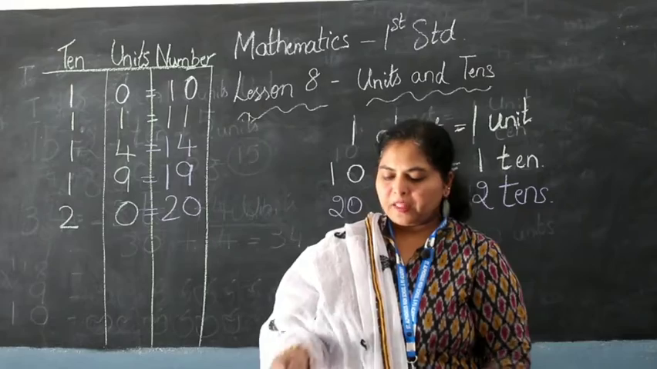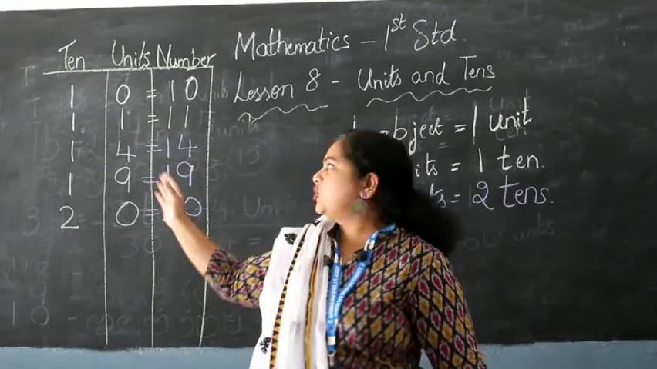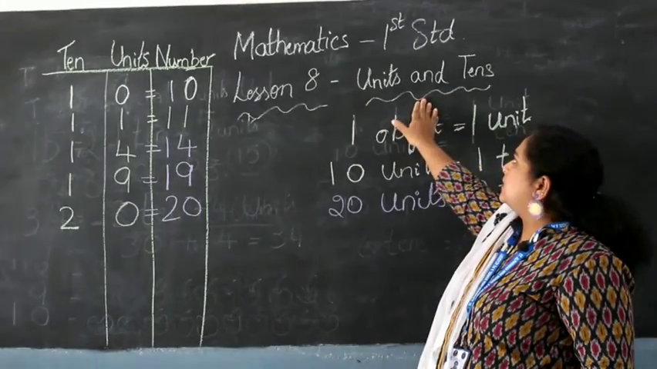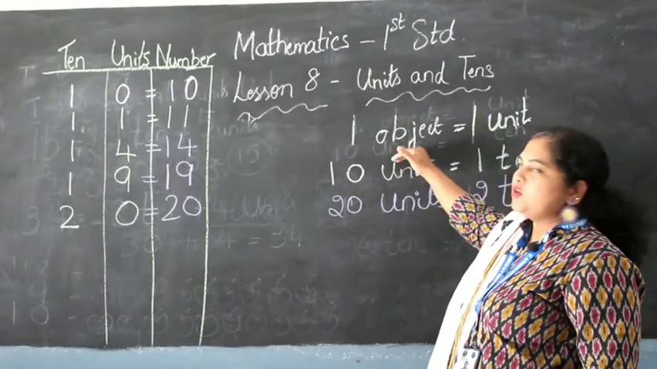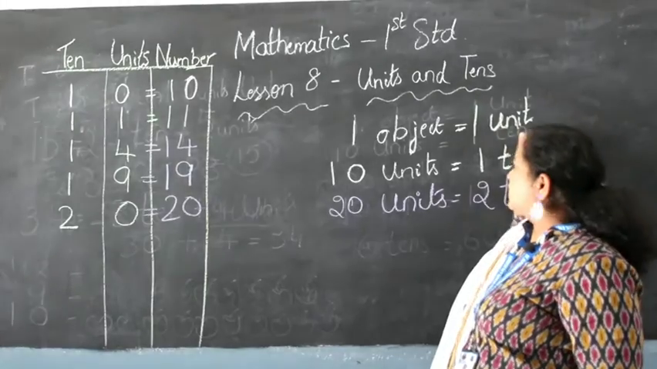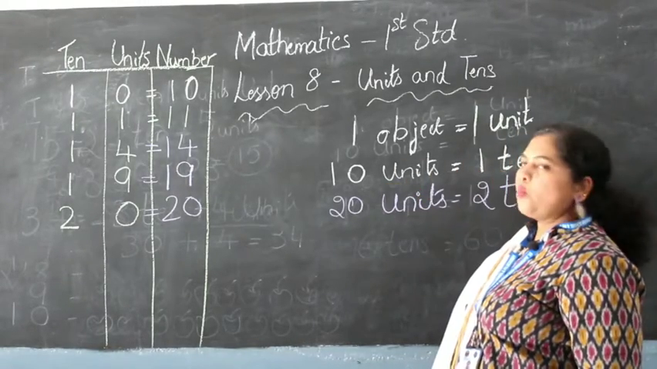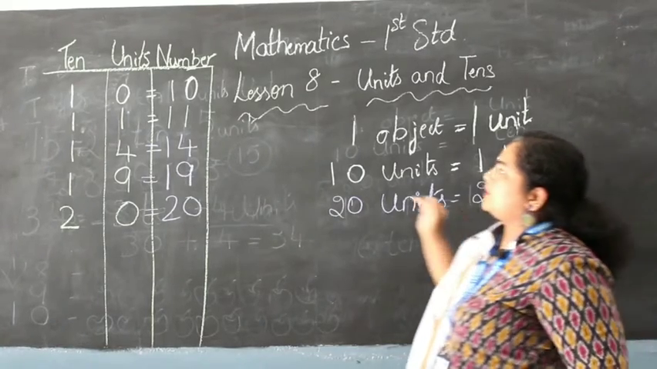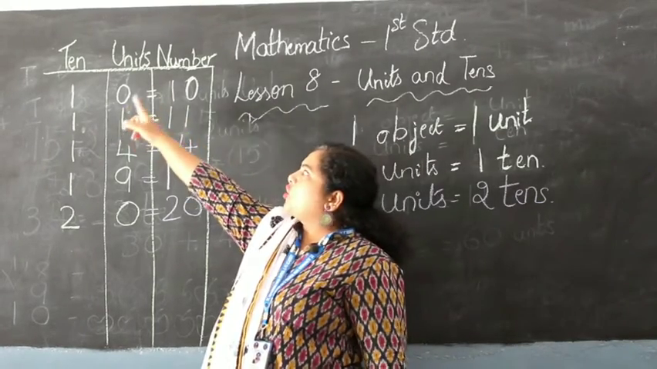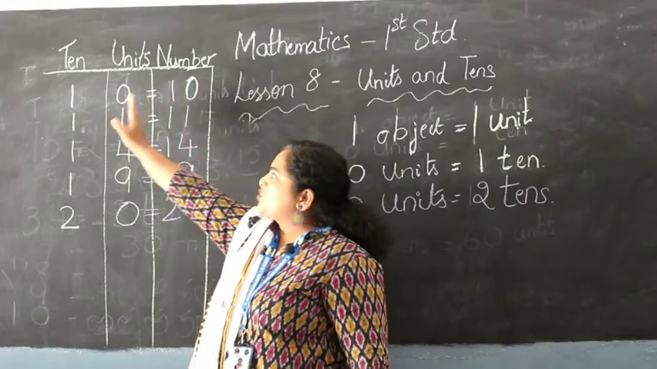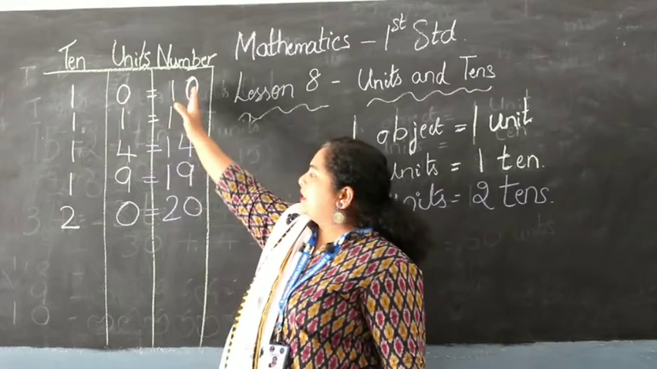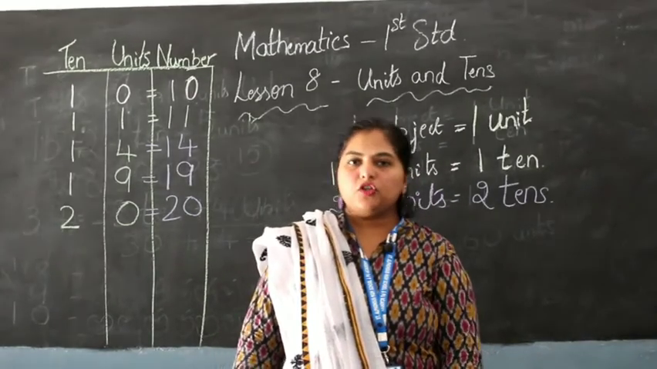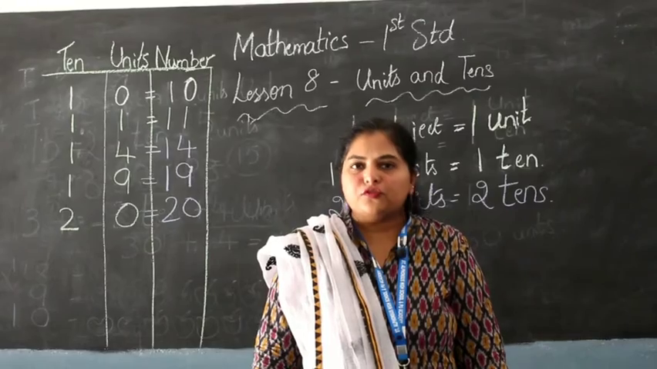This is the end of the chapter. So write down in your class workbook: chapter, lesson 8, units and tens. One object is equal to 1 unit. So 10 units is equal to 1 ten, and 20 units makes it 2 tens. Then you will write the tens column, units column and the number. So 1 ten plus 0 gives you 10. I want you all to write all this and do the exercise given in your textbook and send the photos to me.